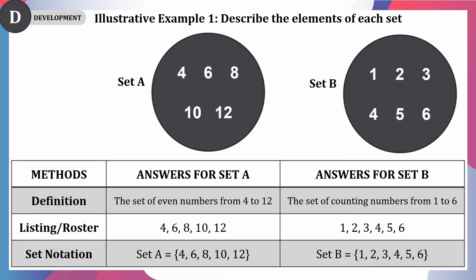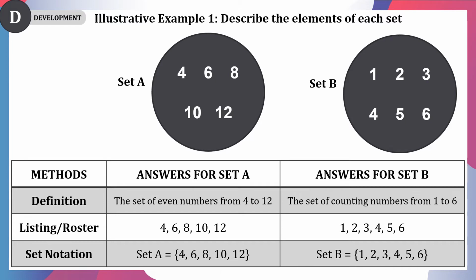To further discuss, let us have these examples. Set A with elements 4, 6, 8, 10, and 12. Set B with elements 1, 2, 3, 4, 5, and 6. Using methods definition, listing or roster method, and set notation, here are the answers for set A.